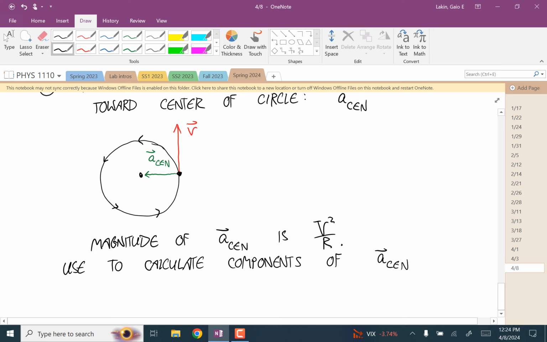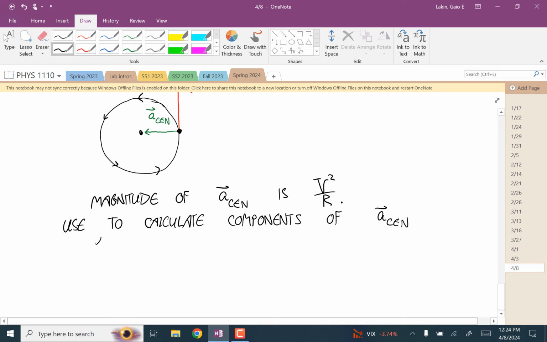In this example, I'm using a standard coordinate system, so the centripetal acceleration vector is pointing in the negative x direction. And so just for this example, the centripetal acceleration is negative v squared over r for the x component and 0 for the y component.